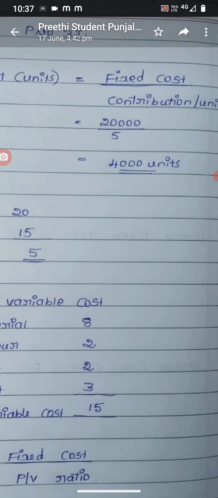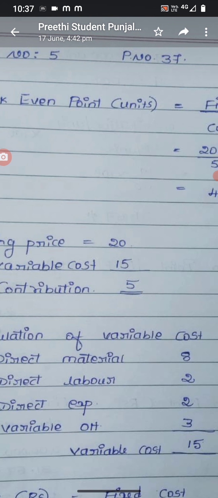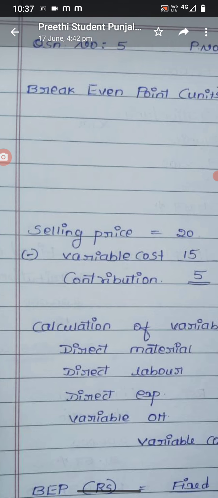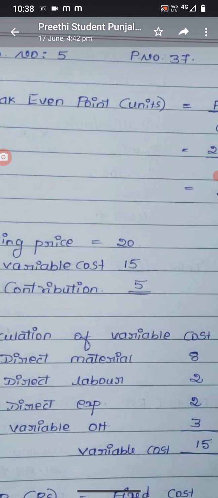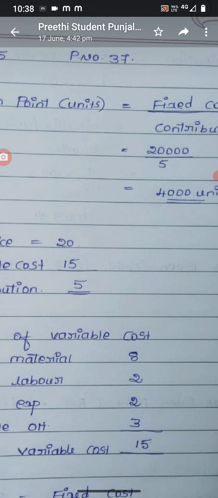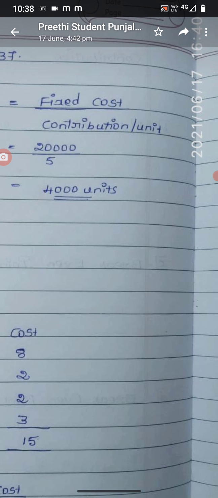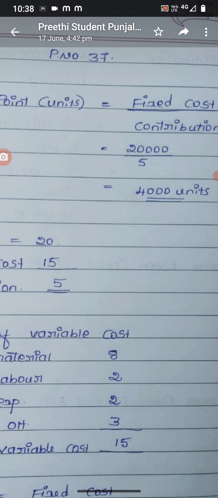So this is a solution for you. Let us look at it. First we have to write the break-even point formula. In units, the break-even point formula, we all know it, is fixed cost divided by contribution per unit. So how to compute contribution? Contribution is calculated by taking sales minus variable cost.